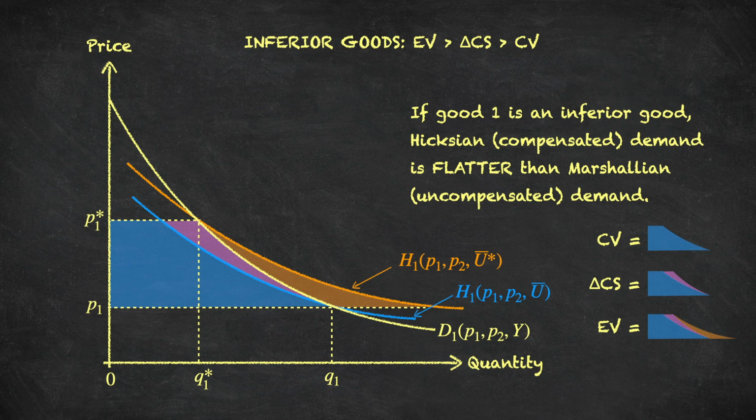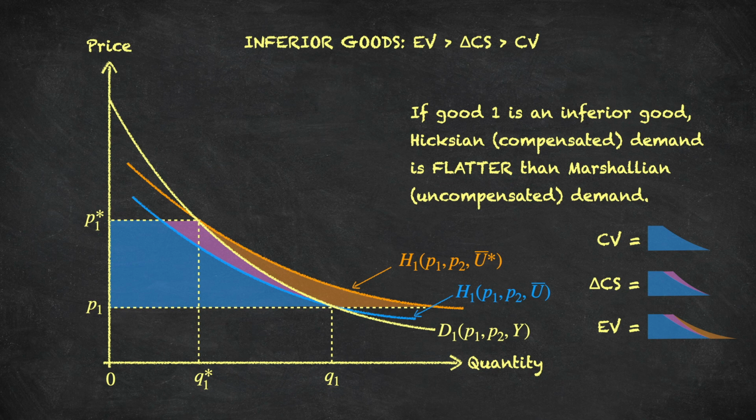The compensating variation is simply the blue area in this case, so the area under the Hicksian demand function associated with the original utility level, U bar. And again, we see that consumer surplus is sandwiched between the two. It's the blue area plus the pink area.